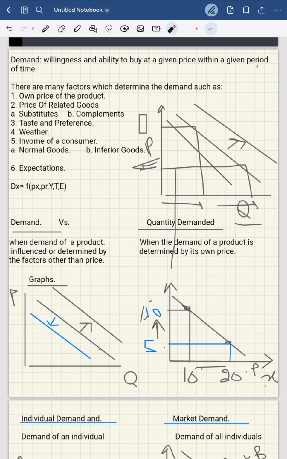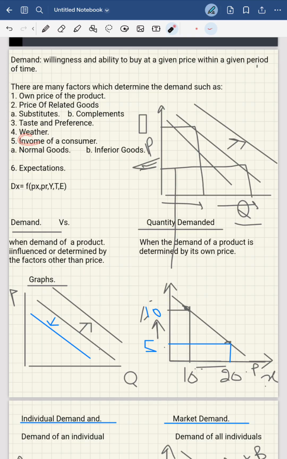Taste and preference. Taste and preference means I like vanilla but I don't like mango. I will not consume mango for its less price because I like vanilla. That is taste and preference. Next, weather. Weather is that in hot weather I will not prefer warm clothes. So weather also determines our demand.